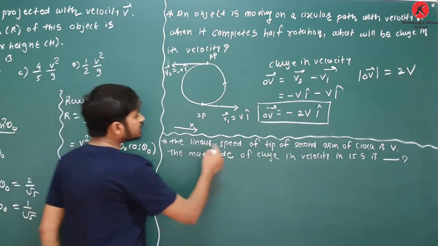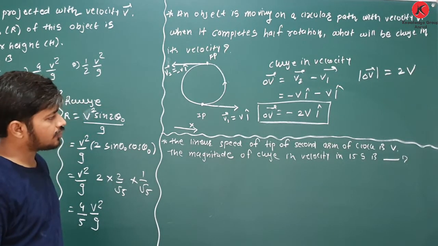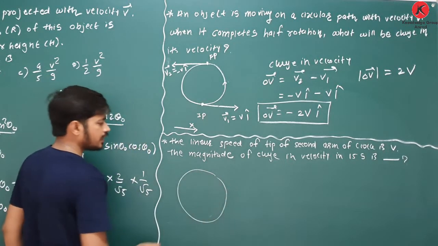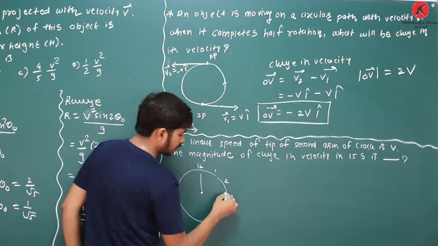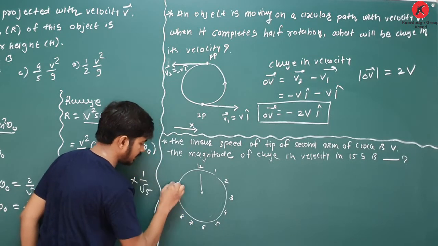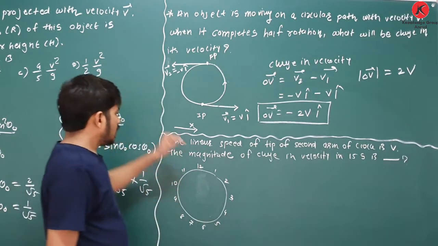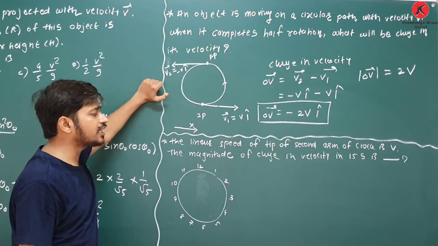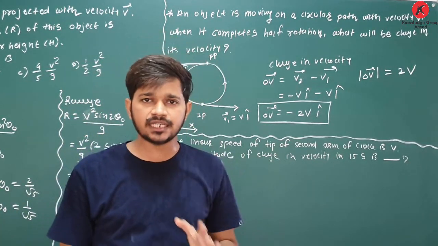Now next, the linear speed of the tip of the second arm of a clock is v. Then find the magnitude of change in velocity in 15 seconds. Let it be a watch, and let it be the second arm. It is 12, 1, 2, 3, 4, 5, 6, 7, 8, 9, 10, and here it is 11. If you take any interval of 15 seconds, your answer will be the same.